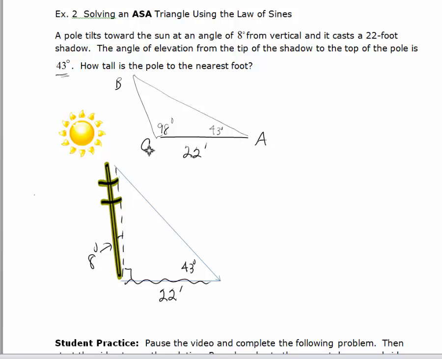to help us set up our ratios. And I want to find side A, because that is the actual length of the pole. In order to do that, I'm going to need to find angle B. And B equals 180 degrees minus the two angles, which will give us 39 degrees for angle B.